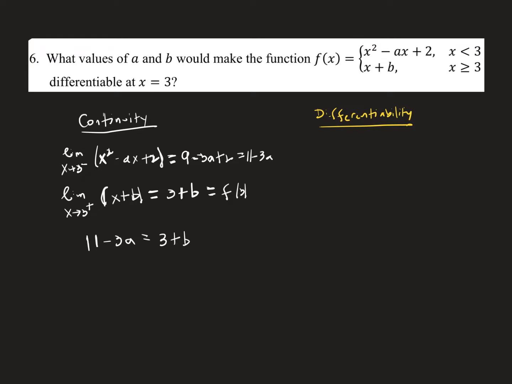So I'm going to turn and look at my differentiability relationship. Now again, my limit as x approaches 3 from the left of my derivative, which would be 2x, and remember a is a constant, so the derivative of negative ax would be minus a. When I do the limit as x approaches 3 there, that's going to give me 6 minus a.